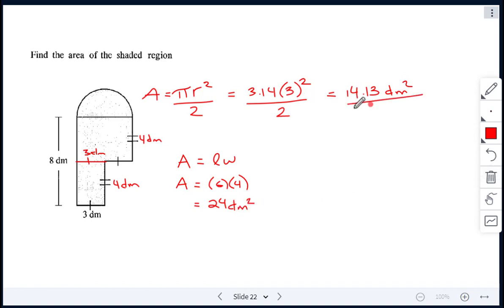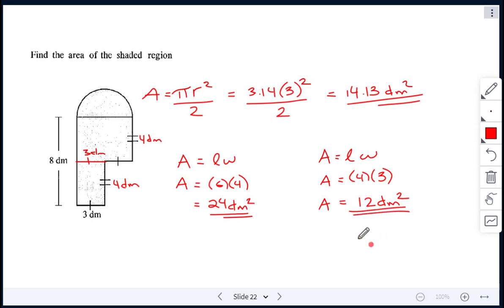So we've got your half circle, we've got that rectangle here, and then we have to figure out the other rectangle. The area of that would again be length times width, which would be 4 times 3, and that gives me 12 decimeters squared. So we've got the area of all 3 parts here.